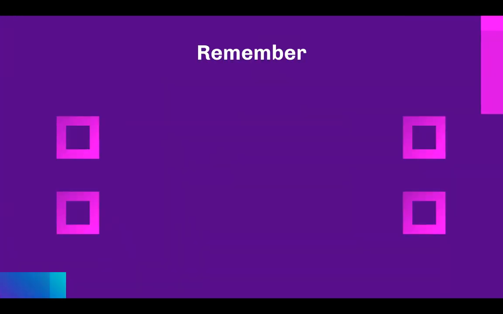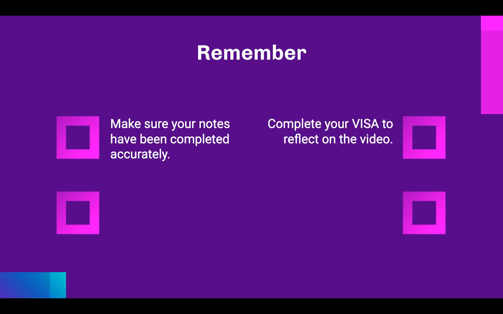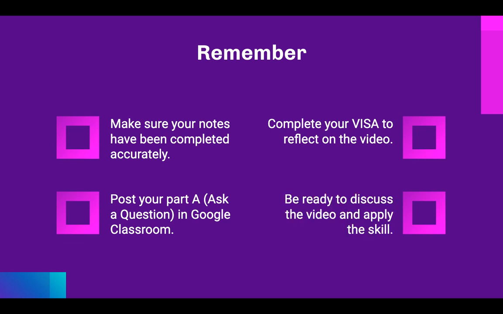So now that you have all that done, remember to make sure that your notes have been completed accurately. And like I said, you can go back in the video if you need to rewatch something to make sure you wrote it down correctly. Complete your visa to help you reflect on the video. Post your part A, which is the ask a question, in Google Classroom or wherever else your teacher has asked you to do so. And be ready to discuss the video and apply the skill.